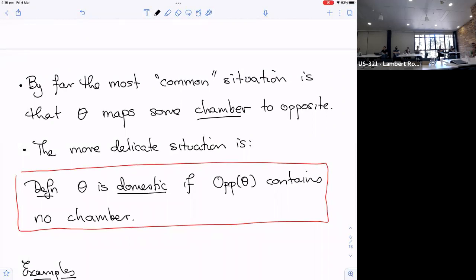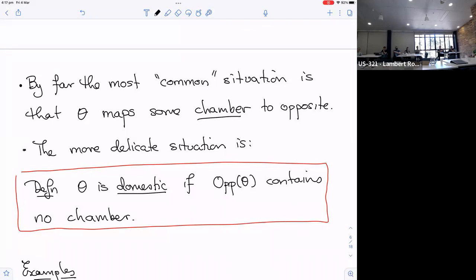Just to add a bit more, the most common situation, if you took an arbitrary spherical building and a random automorphism, almost certainly it's going to map chambers to opposites. So this opposite geometry is going to contain a chamber. And for the theory we're looking at here, these are the less interesting examples. We're trying to look at the extreme borderline cases, so to speak, and by definition these are called domestic. These are automorphisms which don't map any chamber to an opposite. In other words, this opposite geometry doesn't contain a maximal simplex.